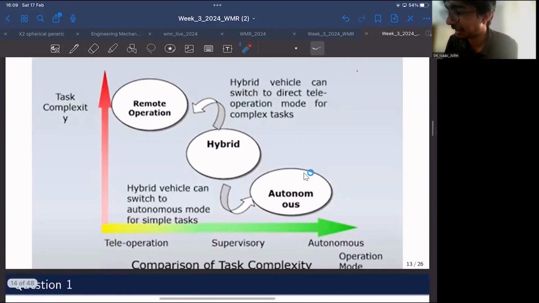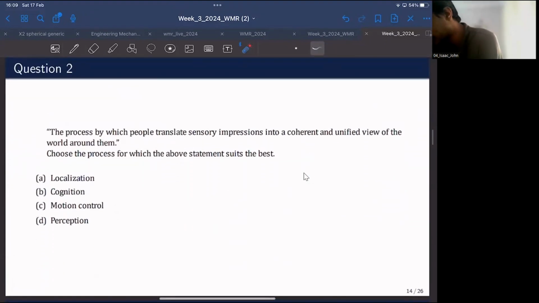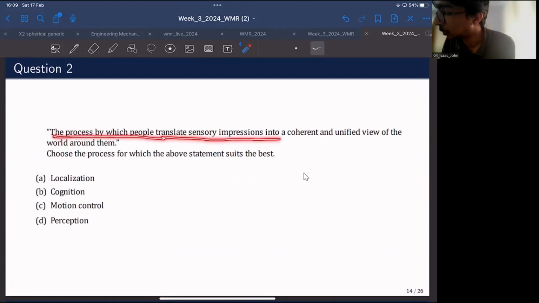Okay, so moving on to question 2. It says, the process by which people translate sensory impressions into a coherent and unified view of the world around them. So choose the process for which the above statement suits the best.